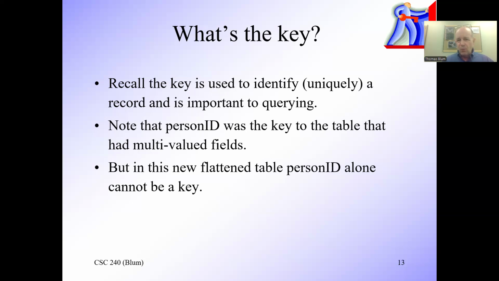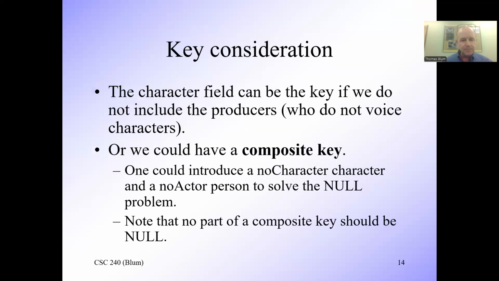So in the unflattened table, I could just say, oh, Dan had a person ID and then that identified everything. But once I flattened the table, then Dan was repeated. And so Dan's ID is not enough in this new flattened table to be unique. So we've got to figure out this flattened table that has both the person and the character in it. The person ID is no longer enough. Okay. So we need to think about keys.